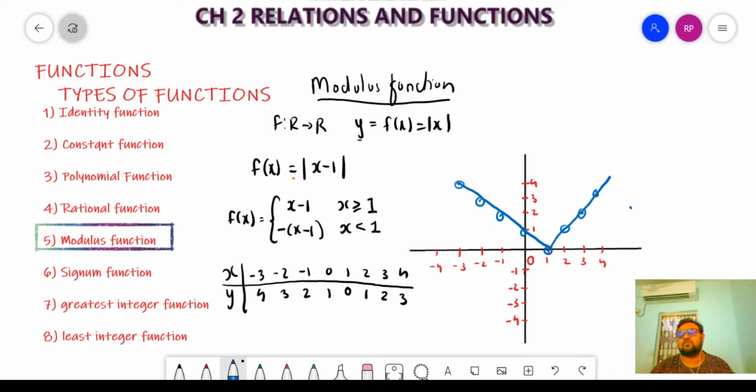Modulus function will have a graph of V shape, and the graph will be in the first and second quadrant only, because the value of y, from here you can say modulus of x, cannot be negative. Clear? So this was about modulus function. Now let's move to the next, that is signum function.